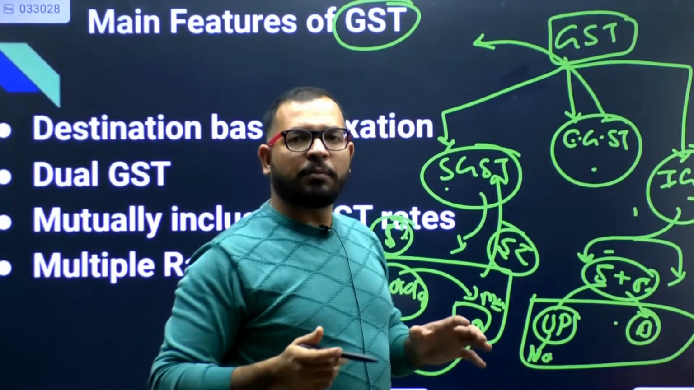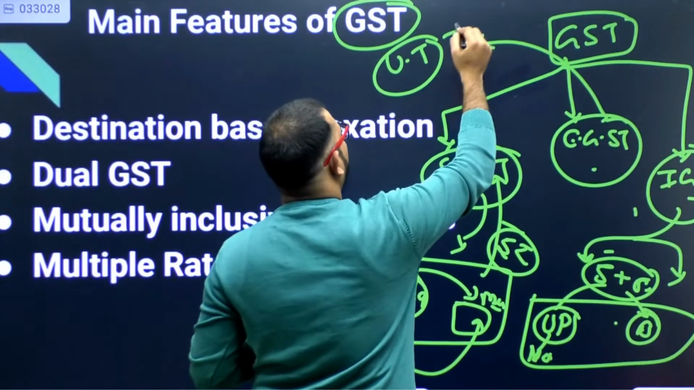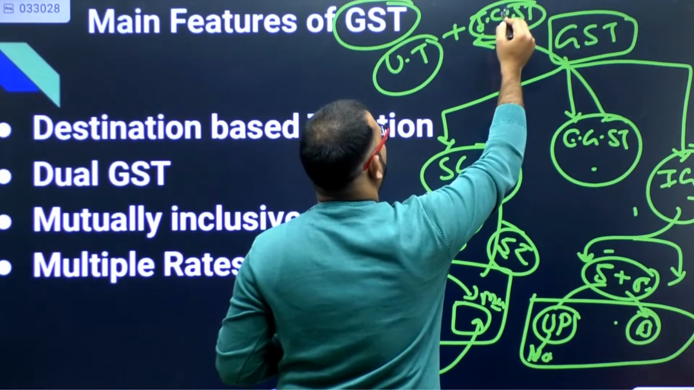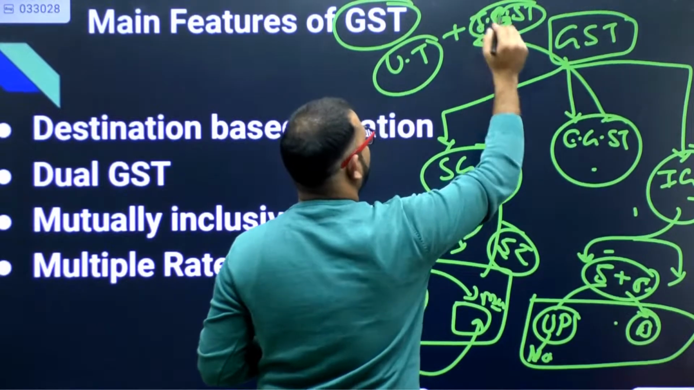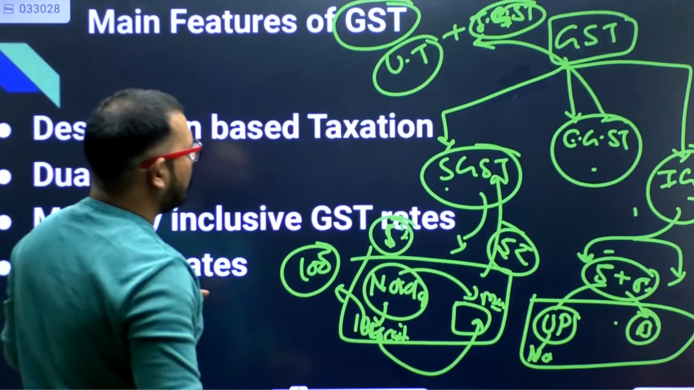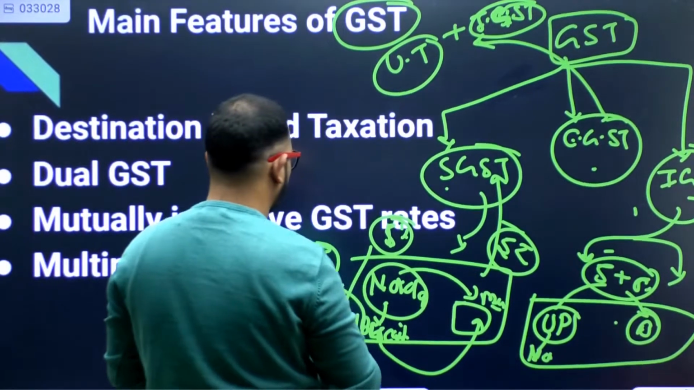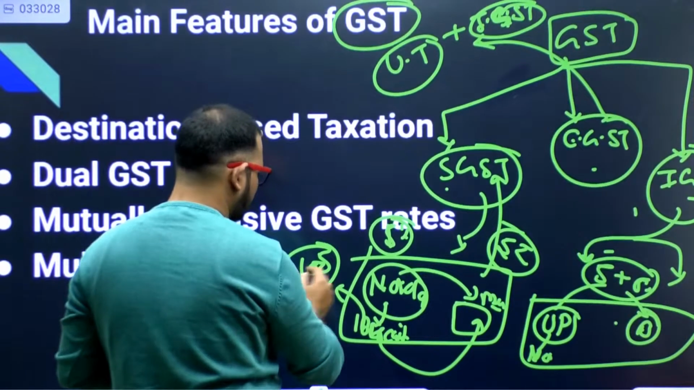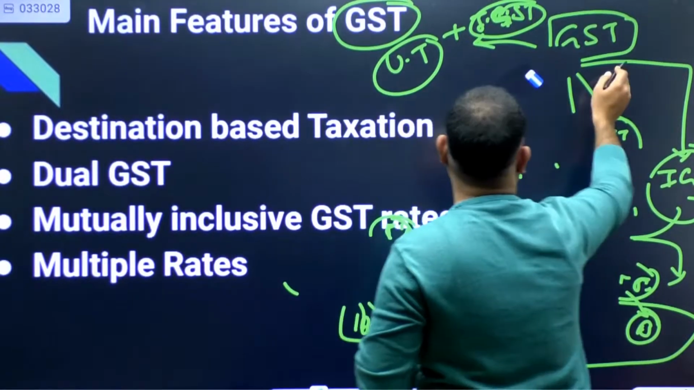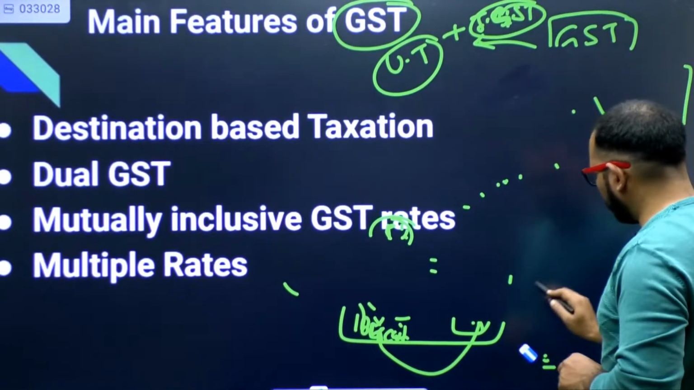CGST will come into the picture generally in the UT and interstate trade uses IGST. Fine. So this is what CGST, IGST and SGST mean. I hope you are understanding. If you are not, then please do let me know.